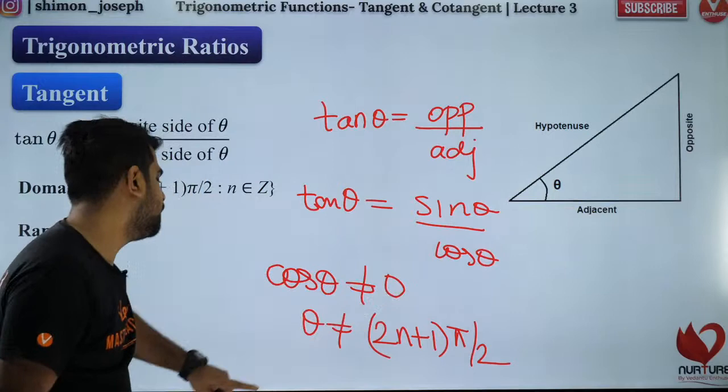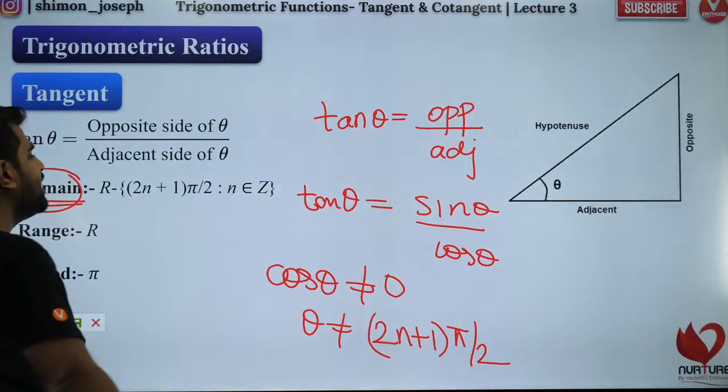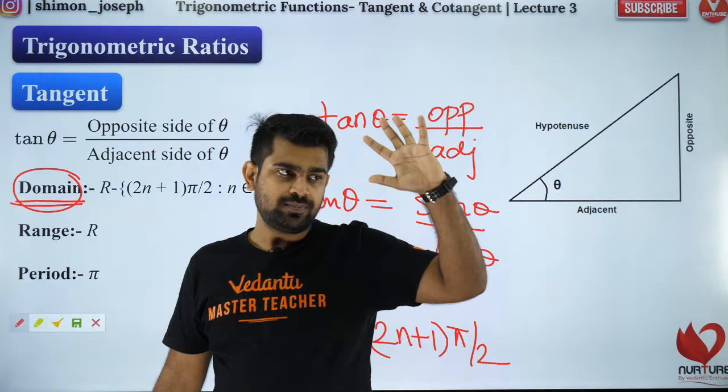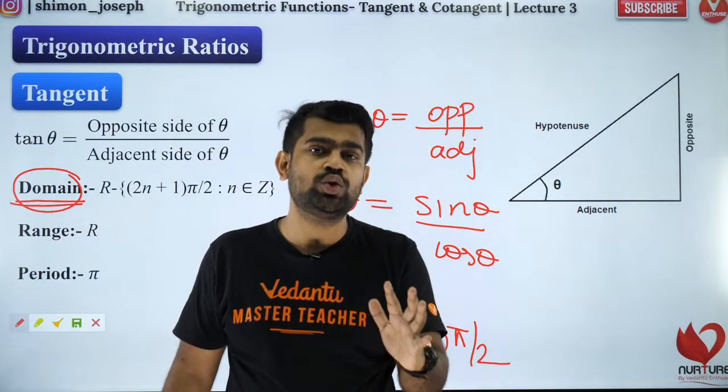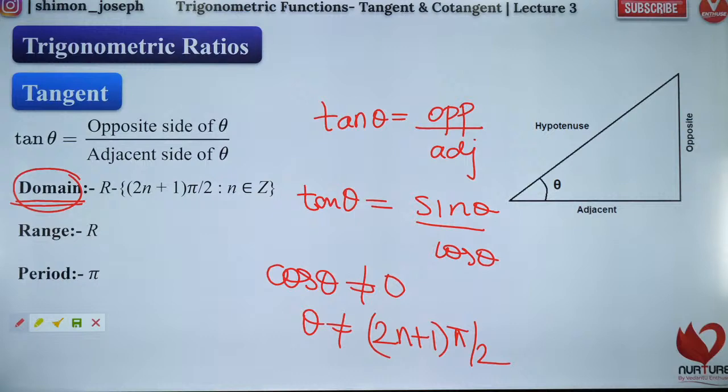So that is why you see the domain of tan theta. Domain means what? Domain is the set of acceptable values of theta. Domain of tan theta means the set of acceptable values of theta. Is that clear? Everybody cool with it? Fantastic. Okay, are you all clear with this, guys?